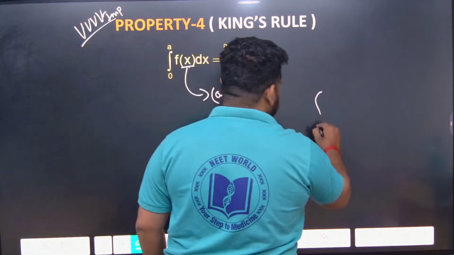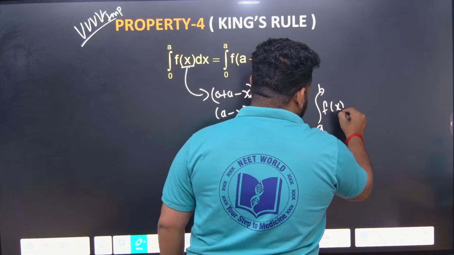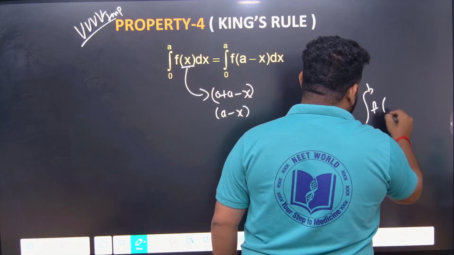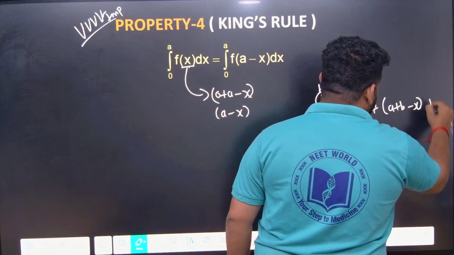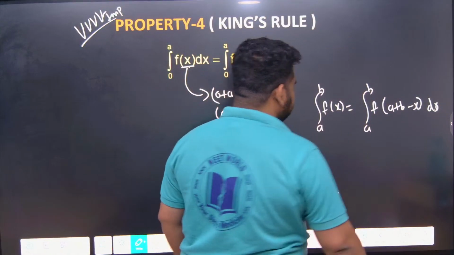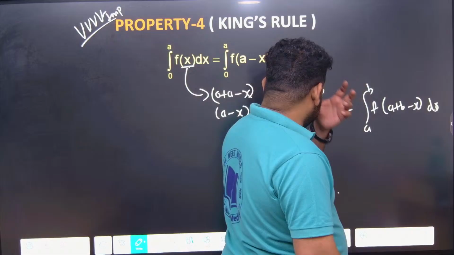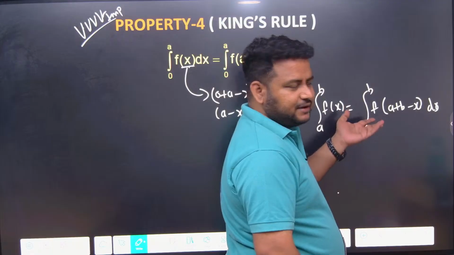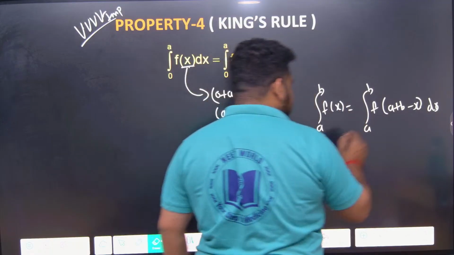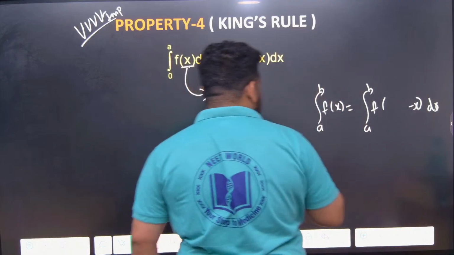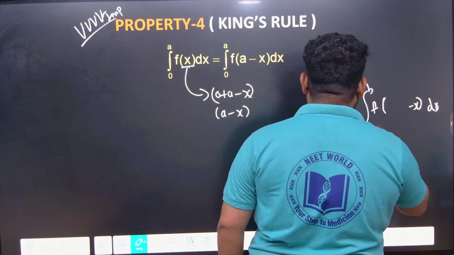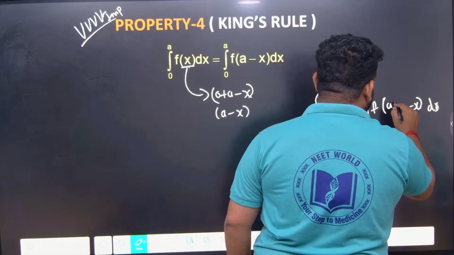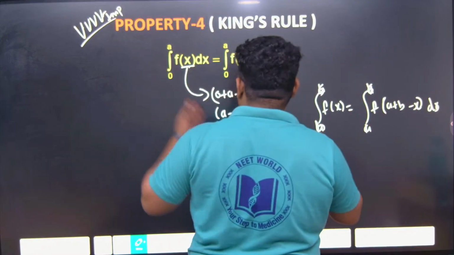Suppose it is given a to b f of x dx, this can be written as a to b f of a plus b minus x dx. But here the lower limit value is 0, so instead you will write it as a minus x. Taking it the other way, with limits b and a, it becomes a plus b minus x, and since b value is 0, it becomes a minus x.